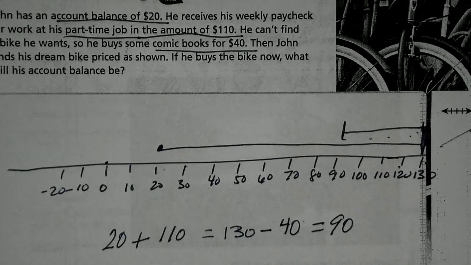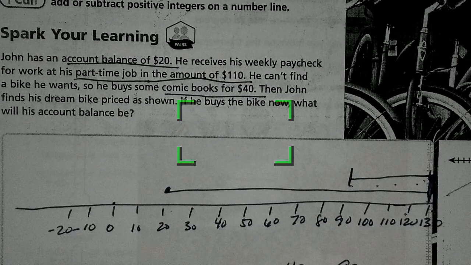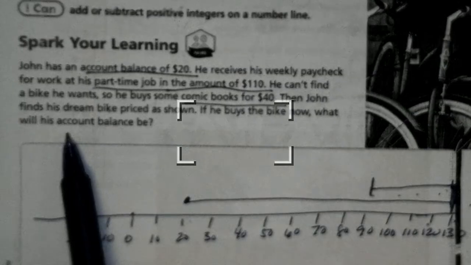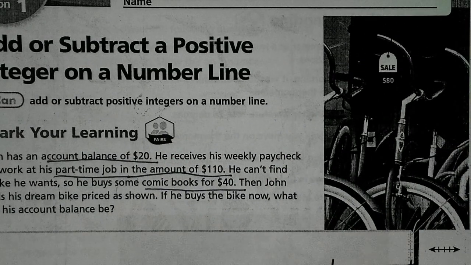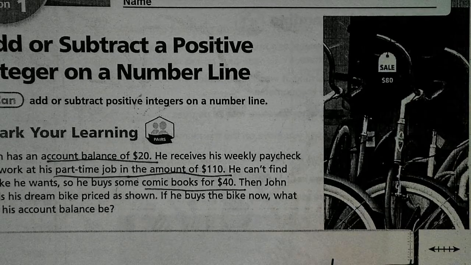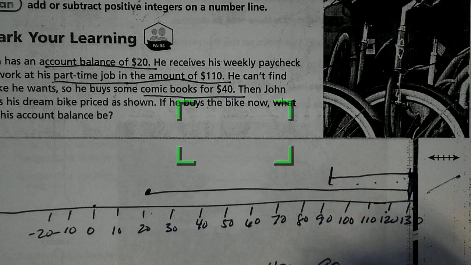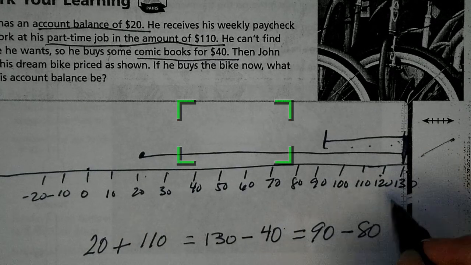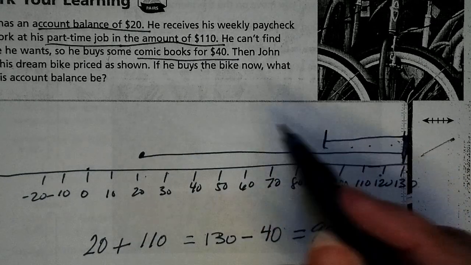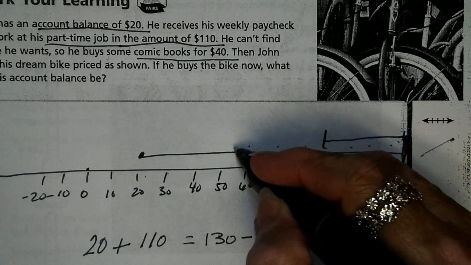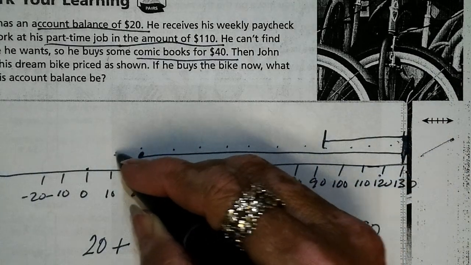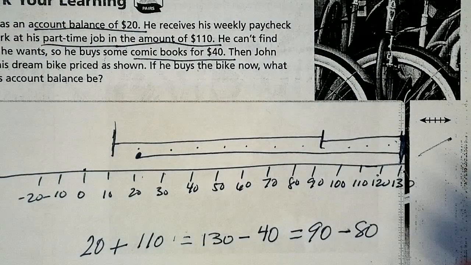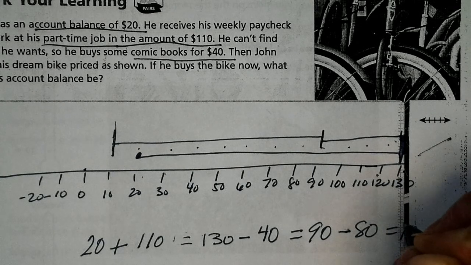All right, and then what is he buying? So if he buys the bike now, what will be in his account? Well, how much is the bike? $80. Yeah, $80. So I'm going to add or subtract that. Subtract. Yep, so subtract 80. So once again, I'm still moving this way. So 10, 20, 30, 40, 50, 60, 70, 80. And so I end up with $10.